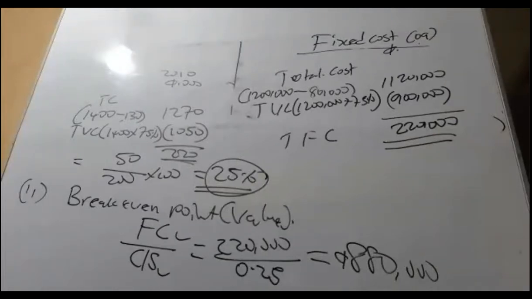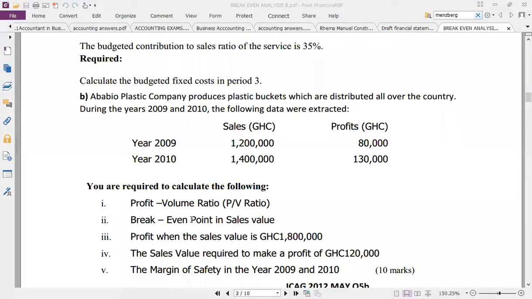Now the next question says that we should find the profit when sales value is 1.8 million. You are doing part II, the third one, the fourth one, and the fifth one. In II, you are required to calculate the profit when sales value is 1.8 million. Start work. That one is 2 minutes. And then IV, sales value required to make a profit of 120,000, is also 2 minutes. And finally, margin of safety, 4 minutes. So 2, 2, 4, making 8 minutes, plus reading time, I'm assuming that you read again, 1 minute. Start work. Good.